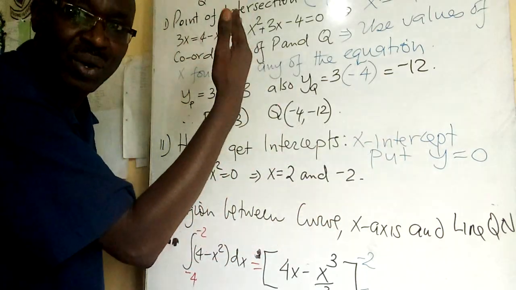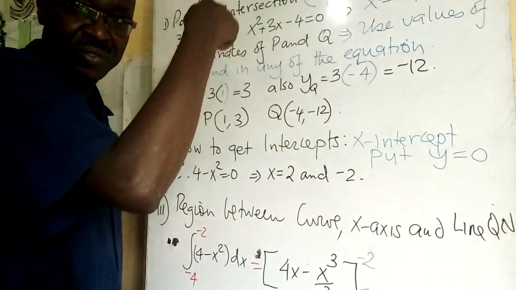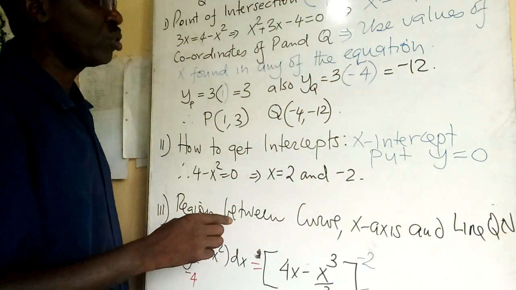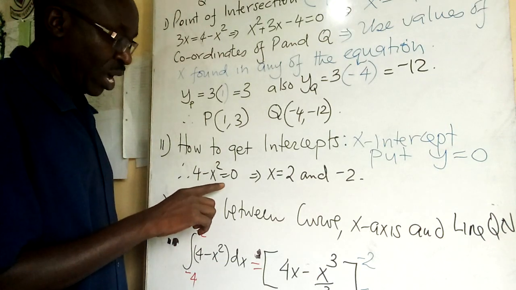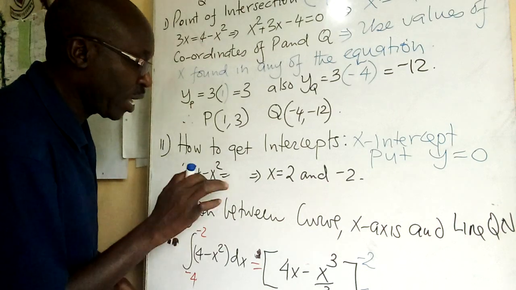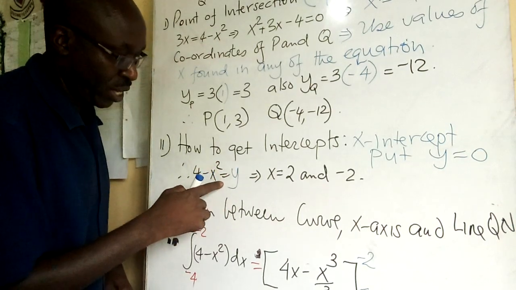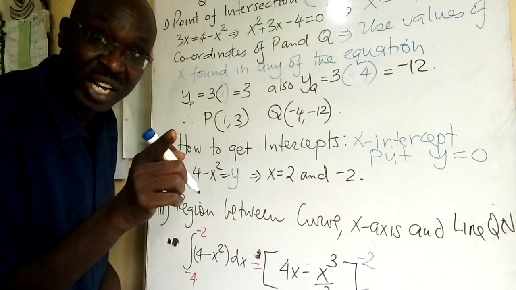We continue because I want the x-intercept. The curve has the equation y is equal to 4 minus x squared. That is the equation of that curve.